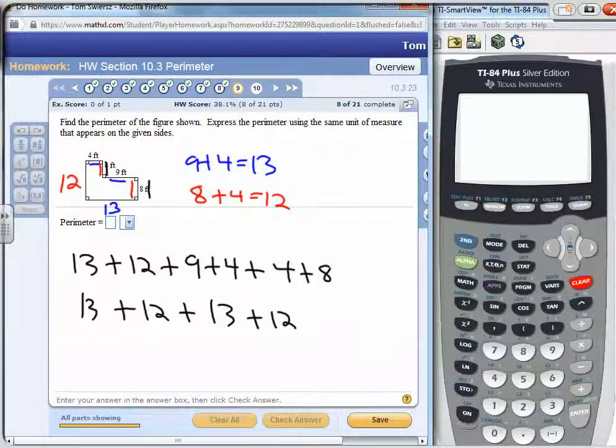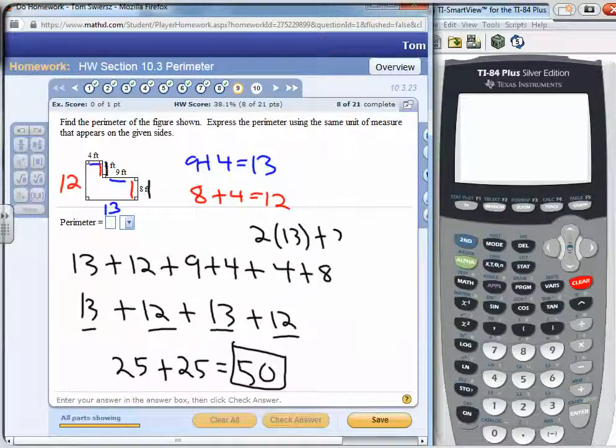Again, you can see it's a rectangle. Two 13s, there's your two 13s are your two lengths. Your two 12s are your two widths. Anyway, 13 plus 12 is 25. Another 13 plus 12 is 25. So when we add them all up, we get 50, right? Or 2 times 13 plus 2 times 12 is 26 plus 24, which is equal to 50. Okay, so it all works out. And the units are given in feet, so it's 50 feet.